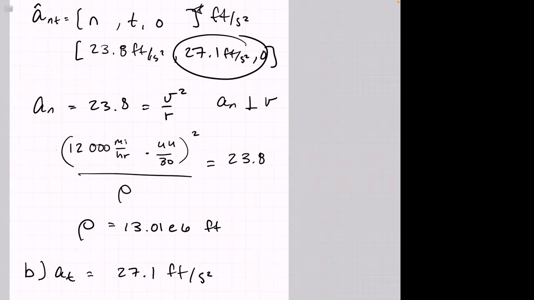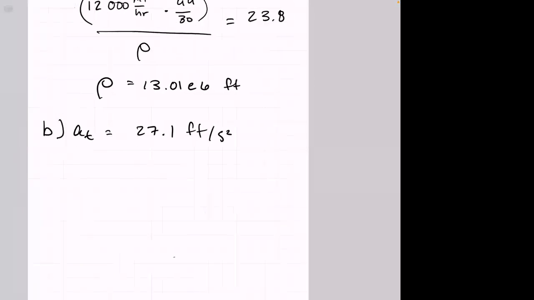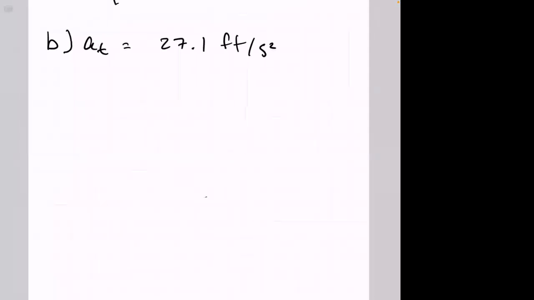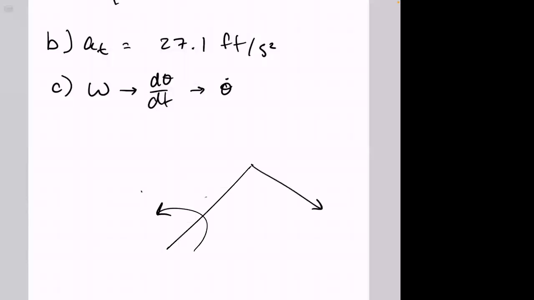The last new thing that we need is part C, which asks for omega, which is d theta dt, or theta dot. Omega, we have our velocity, tangential direction, normal direction.